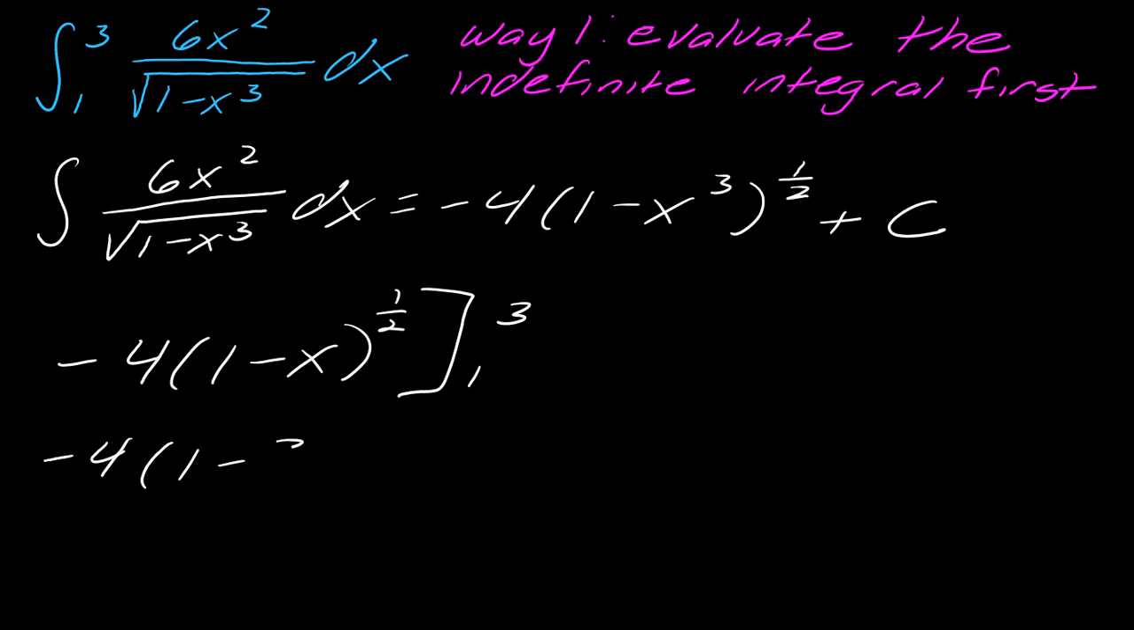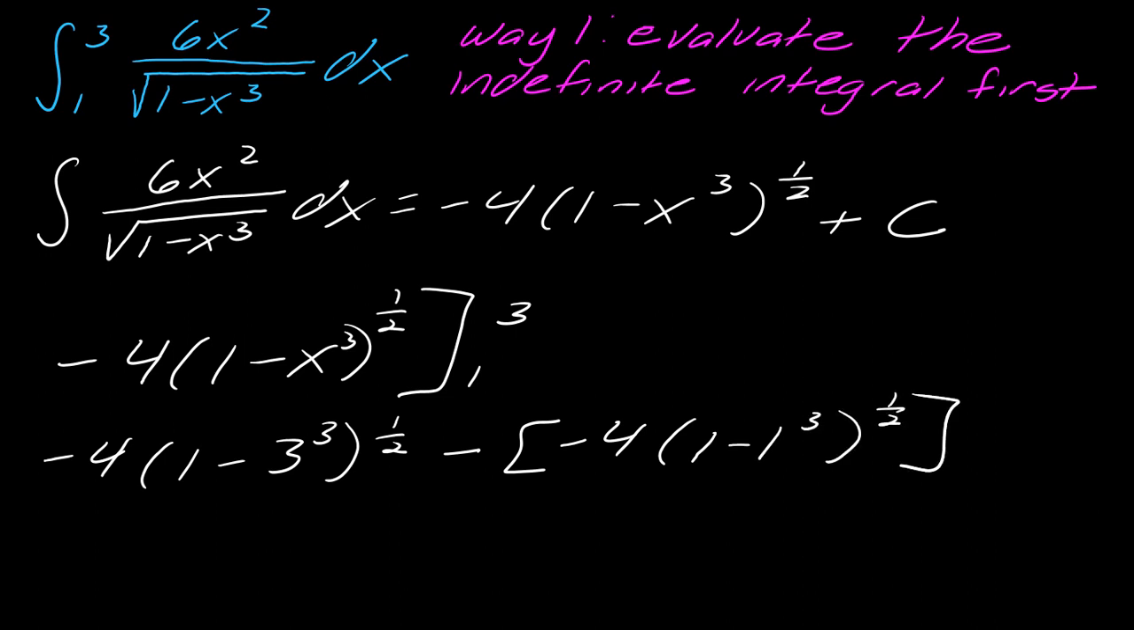So this would be -4 times (1 minus 3 cubed) to the 1/2, minus -4 times (1 minus 1 cubed) to the 1/2. Okay, so now if I go through and evaluate this, this really leaves me with -4 times the square root of -26, and then this whole thing will just be -0, right? Because 1 minus 1 is 0, so this whole thing is just 0.